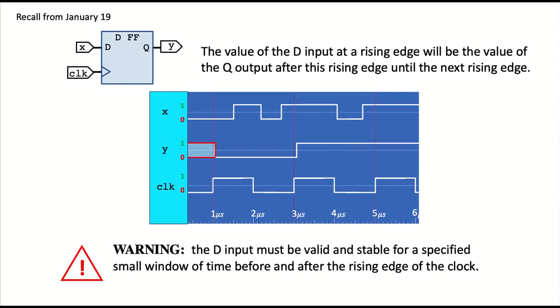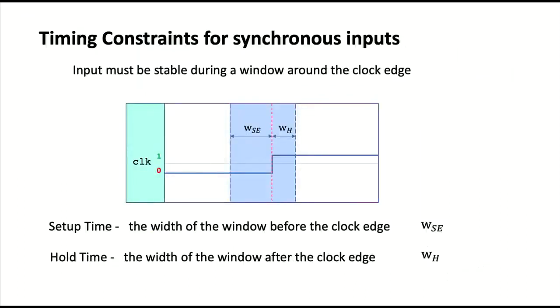But there was a big caveat on this, and that was that the D input has to be stable at the clock edge. If there's a transition on D right near the clock edge, you void the warranty on your flip-flop. Or rather, it may not behave as expected. Excuse me. All right, so let's look at that.